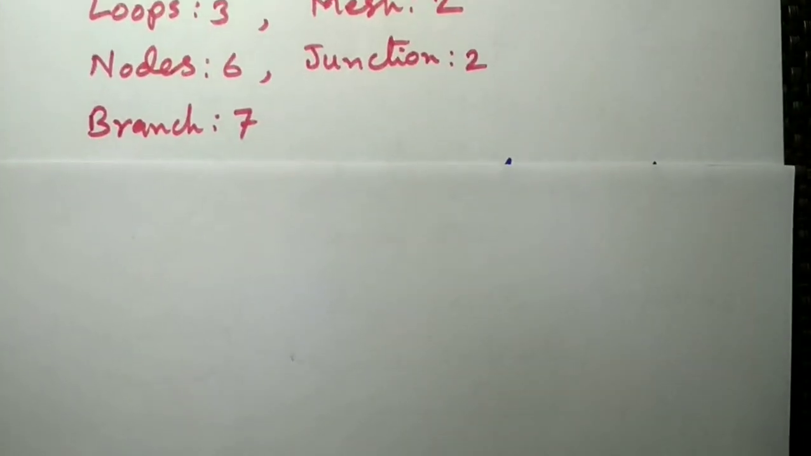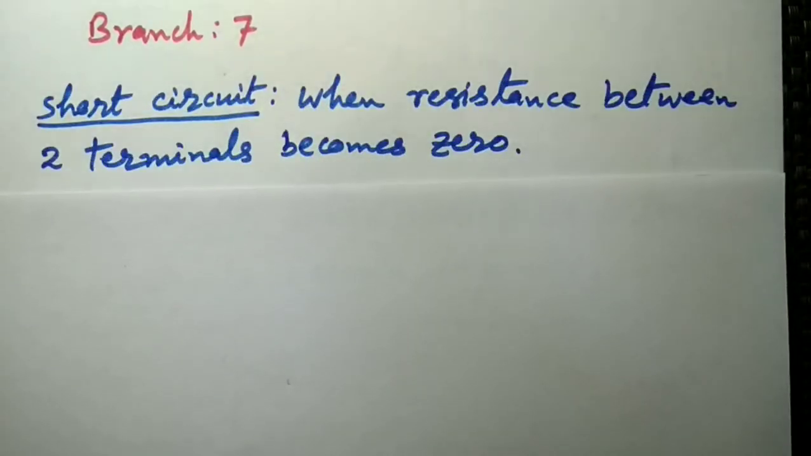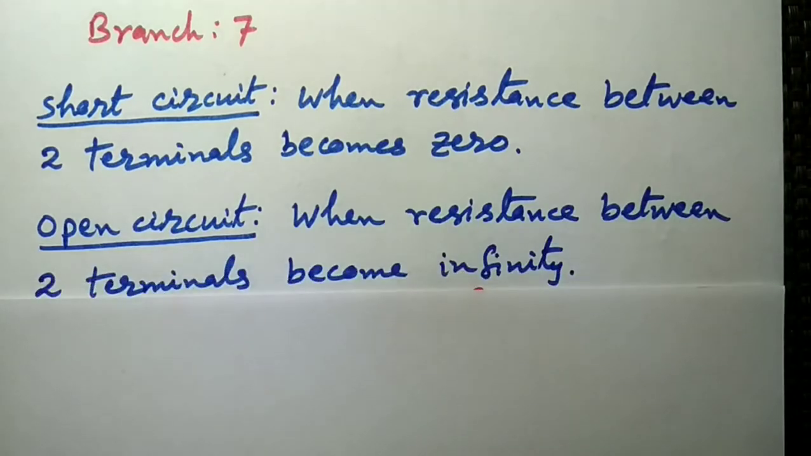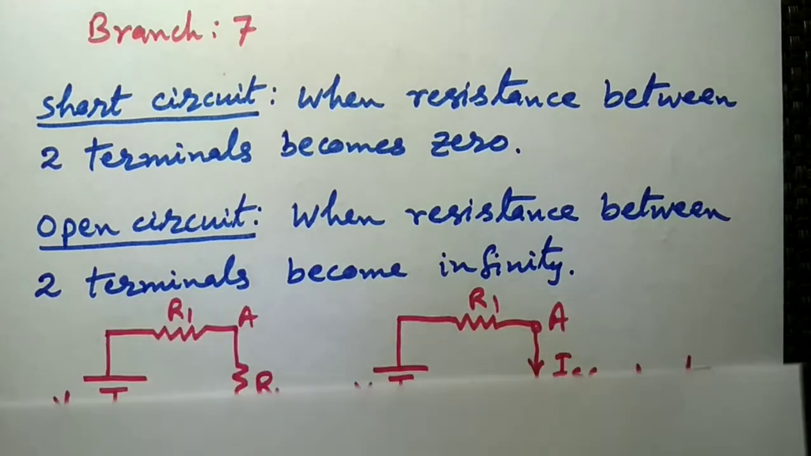Now we have to know some more definitions that will be useful for our circuit analysis, and these are the short circuit and the open circuit. What does a short circuit mean? A short circuit means that when the resistance between 2 terminals becomes 0, the condition is considered a short circuit. Similarly, when the resistance between 2 terminals becomes infinity, it is considered the open circuit condition. Let's have some examples.